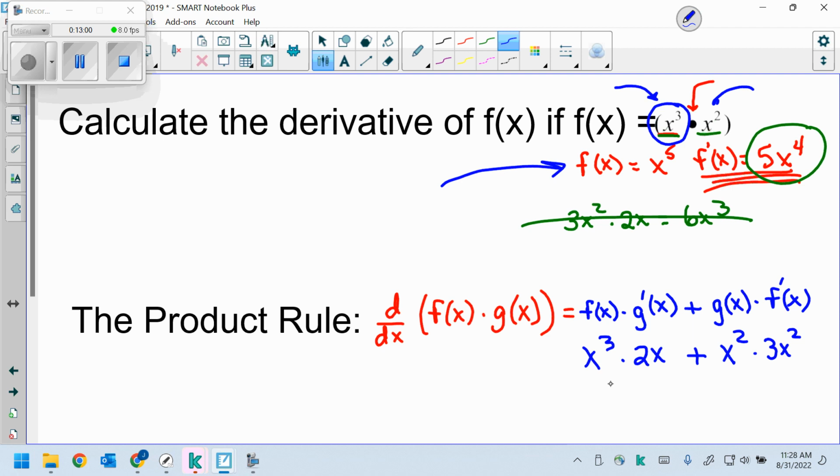And if we do that, I think we get 2x to the fourth plus 3x to the fourth, which is 5x to the fourth, and sure enough, it works. That is exactly what the derivative is supposed to be. Much easier to simplify, but again, in many cases, you are not going to be able to simplify, and you will have to use the product rule to find the derivative of some function times another.